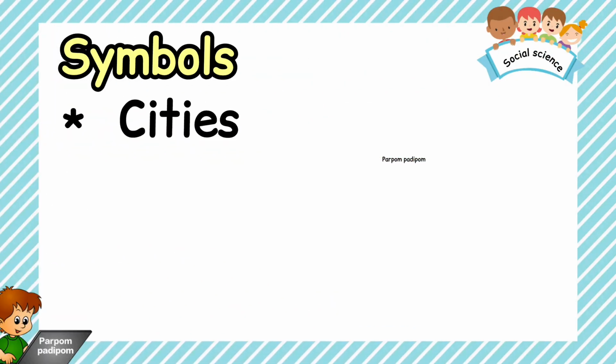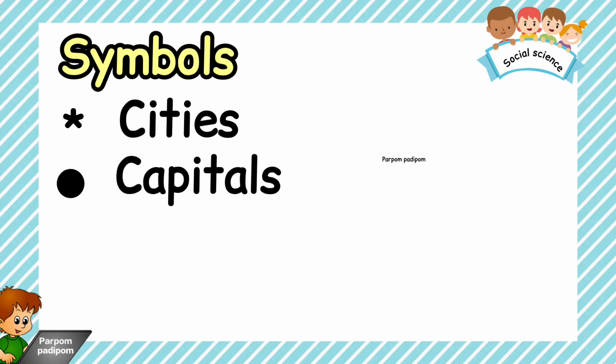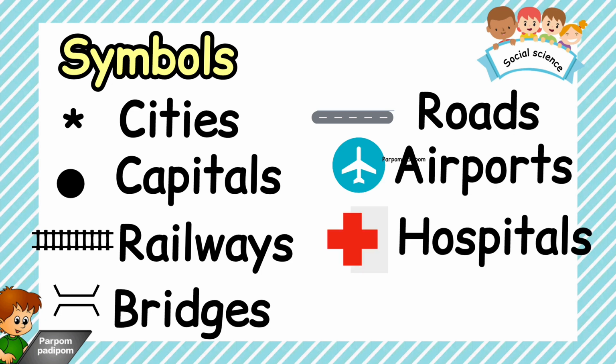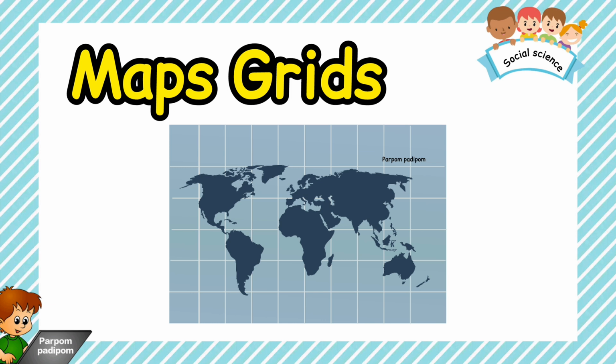Symbols are marked on maps to show cities, capitals, railways, bridges, roads, airports, hospitals, post offices, rivers. Maps also have lines drawn over them to form squares. These squares are called grids. Each grid has a number, which helps us to locate a place easily on a map.